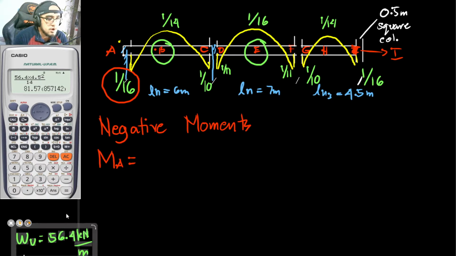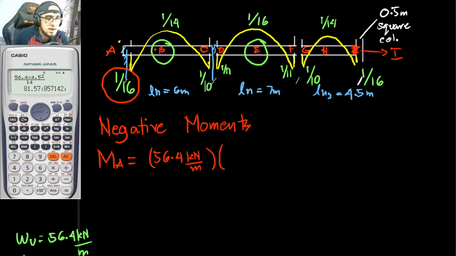So 56.4 kilonewtons per meter. So W times ln. Bakit ko pa sinusulat? So 56.4 kilonewtons per meter times ln.